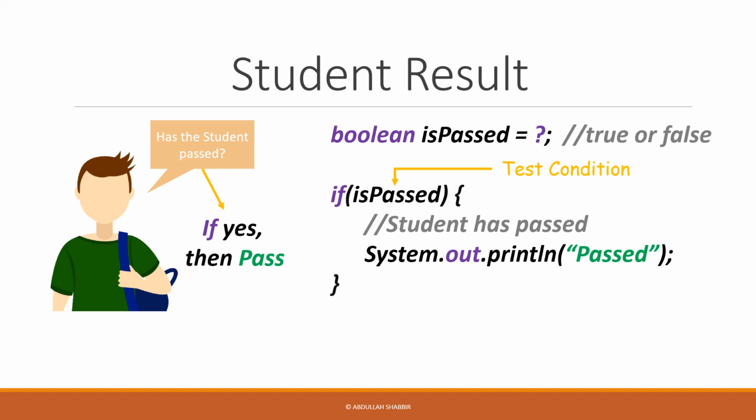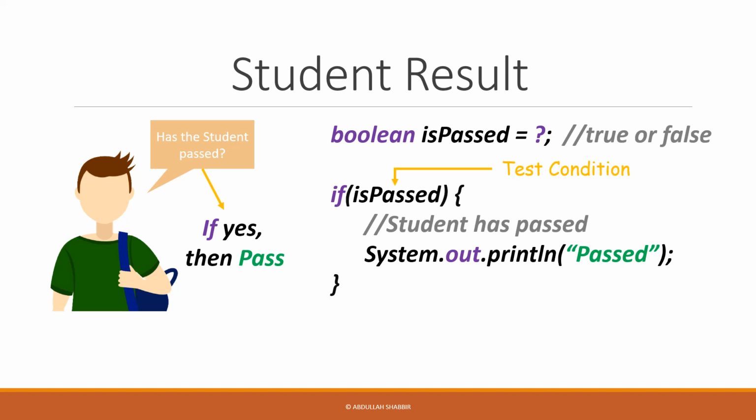If our test condition isn't met, which means if isPassed is false, Java will skip over our if code and go to the end of this closing curly brace. And if there are more lines of code down there, it will continue reading lines of code from there. So this is our finished if statement.